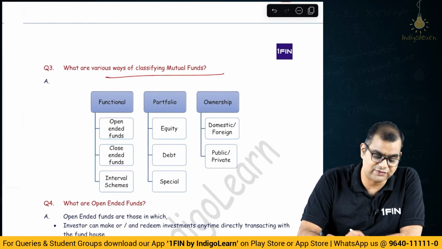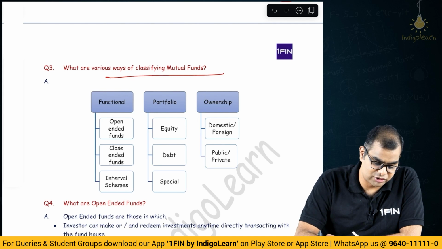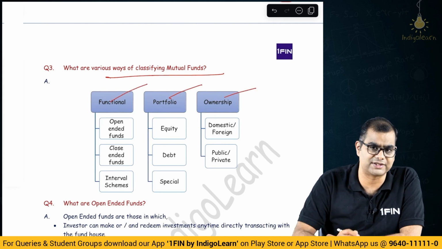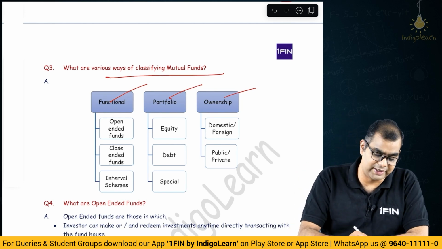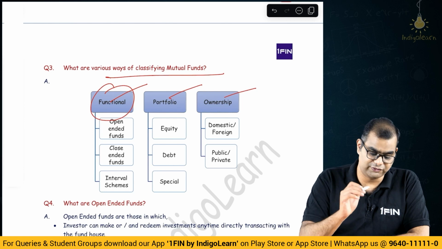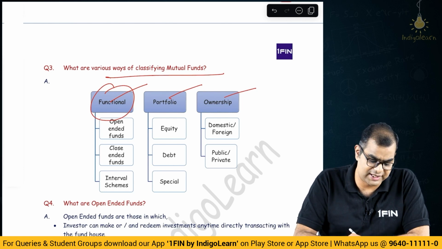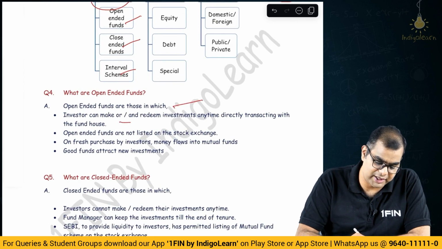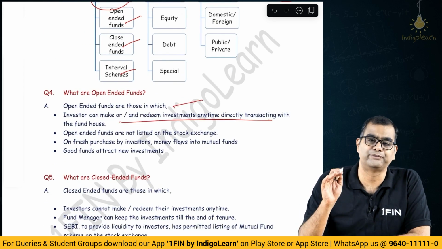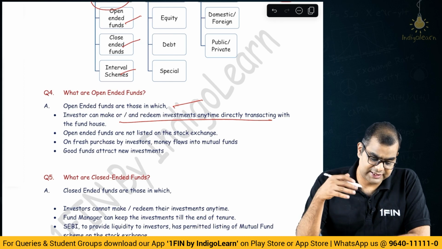Now what are the various ways of classifying? You can classify mutual funds based on functional classification, portfolio classification or ownership classification. That is, the various categories of mutual fund are also determined by the way in which you classify. Now the first one is functional classification. Functional has open-ended funds, closed-ended funds and interval schemes. What are open-ended funds? These are funds in which investors can make or redeem investments anytime, directly transacting with the fund house.